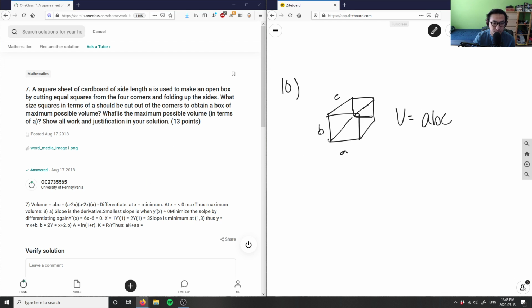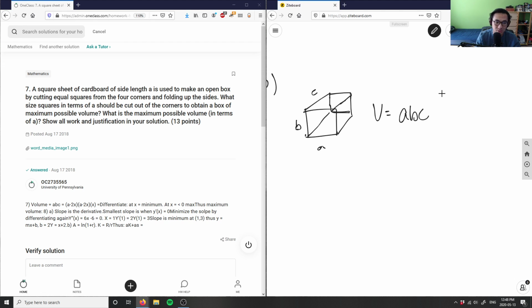This is going to equal a minus 2x, so a minus 2b, and then times a minus 2b times x. So they used a different notation here, and they changed it up because, again, it says I want a side length of a. So my volume is going to equal a minus, I guess this is 2b, a minus 2b times b.